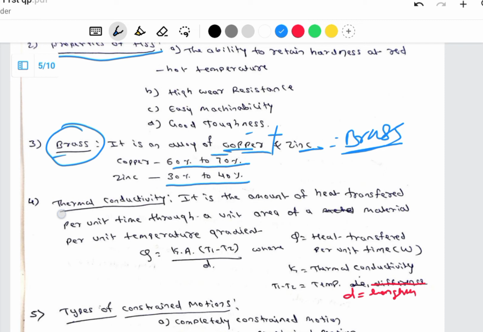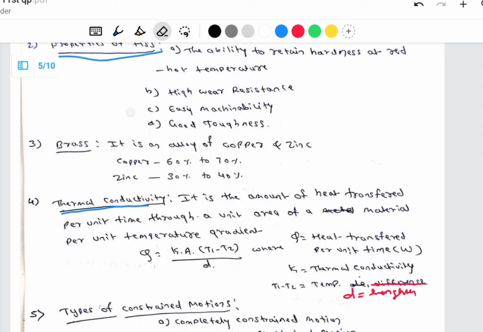Next, they ask to explain the thermal conductivity. Thermal conductivity is one of the properties. There are different modes: conduction, convection and radiation. Thermal conductivity is the amount of heat transferred per unit time through a unit area. Whenever you are transmitting heat per unit area, then the transfer of the heat in a particular time is called thermal conductivity.